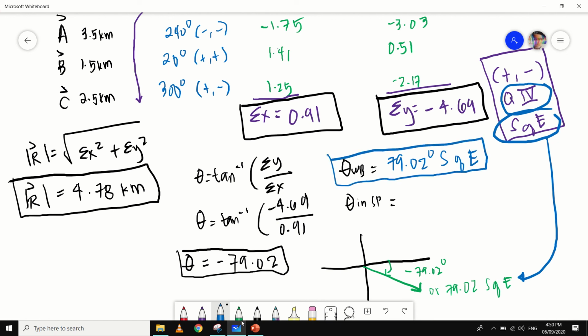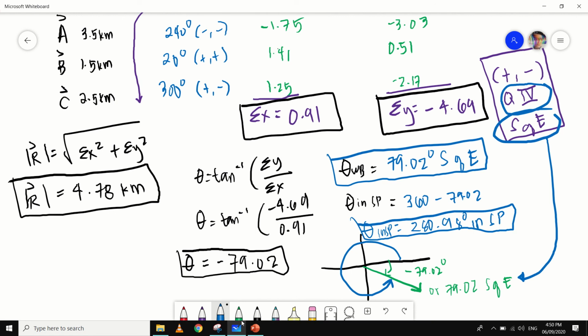And then your angle in standard position from the east is 360 minus 79.02. Sir, can I just use negative 79.02 as the standard position? That's okay. It doesn't matter as long as the standard position is correct. But we are following a counterclockwise standard so that we are all uniform. So this is 280.98 degrees in standard position. So this is your angle in SP.